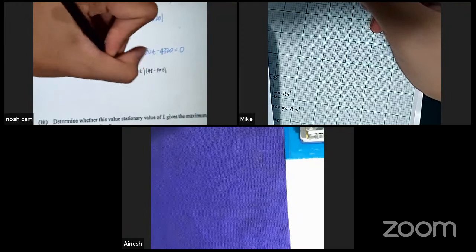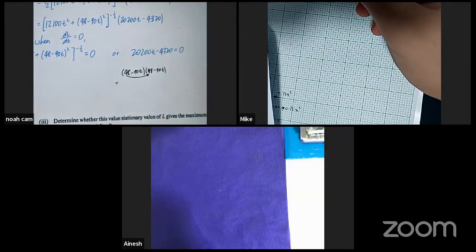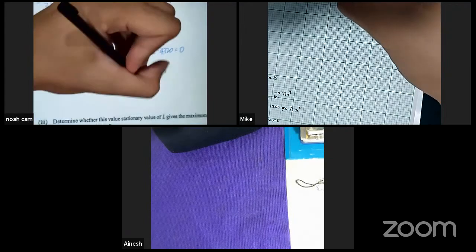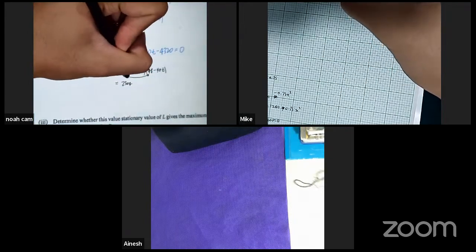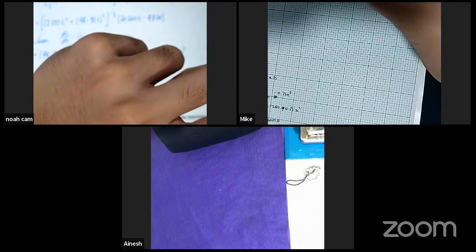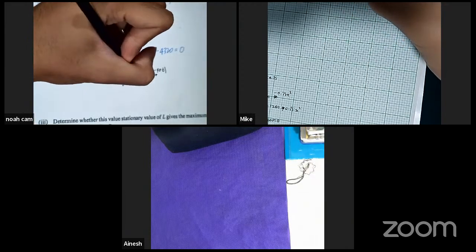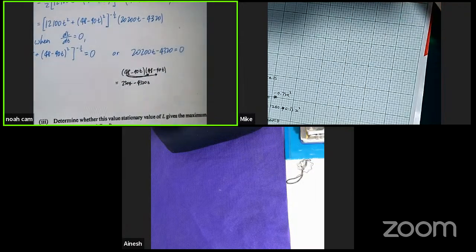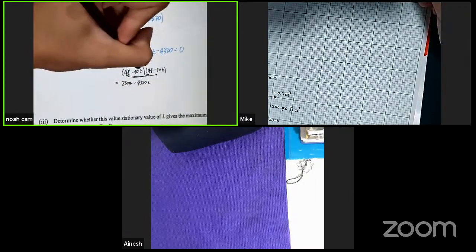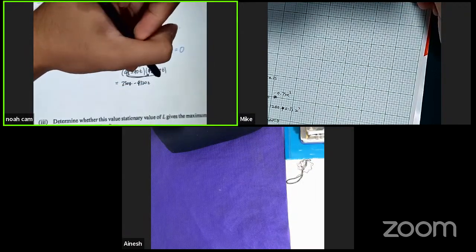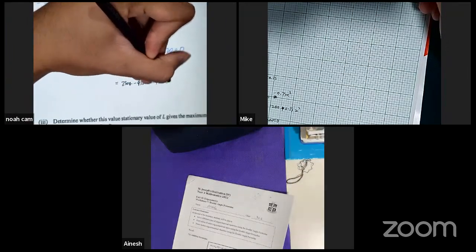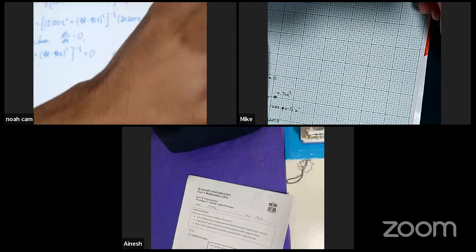Okay, good, Ainesh. And now show me the worksheet. Show me the worksheet. Noah, any questions so far? No. All right. Okay, Ainesh, move up. So this was the last worksheet.